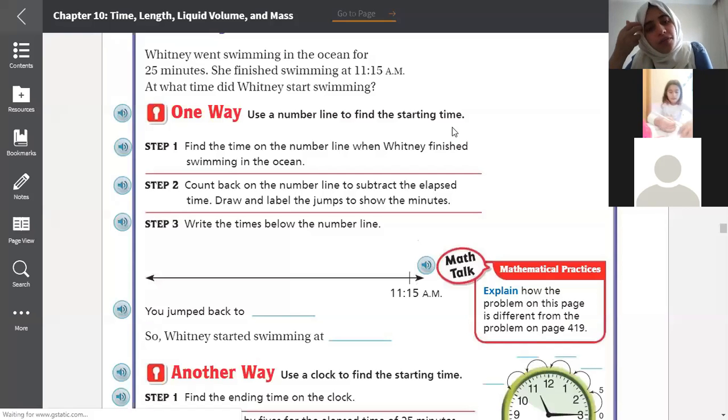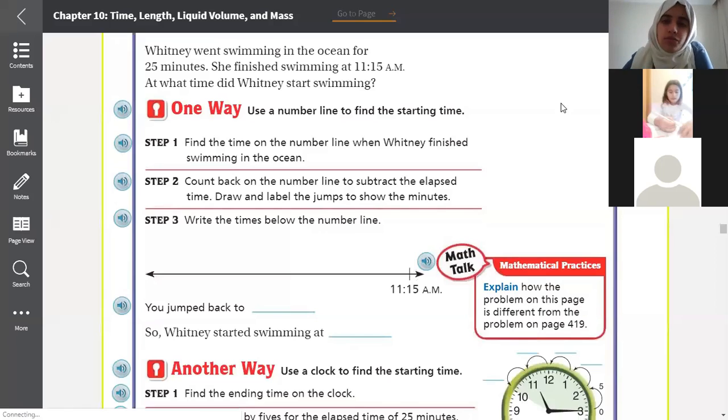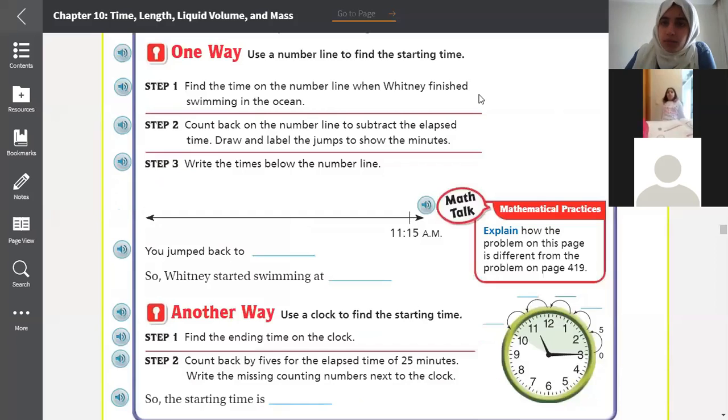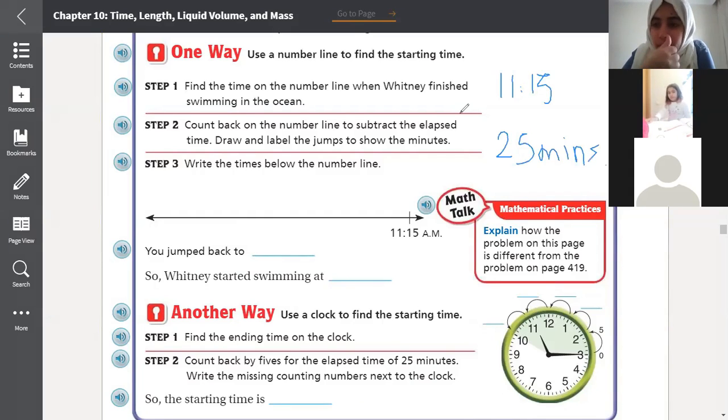Here they're giving us the end time and they want us to find the start time, so it's the opposite. So we know that 11:15 is the end time and we want to find the beginning time. The end time is 11:15 a.m. and the elapsed time, the time spent between each activity, is 25 minutes. So now we need to count backwards instead of forward.